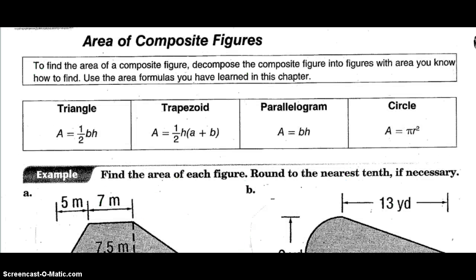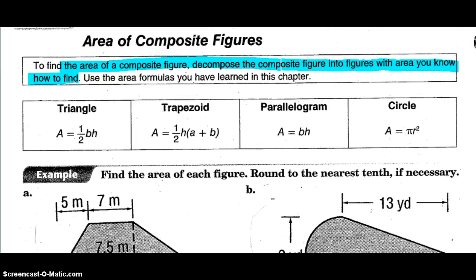And in our last few minutes together, I want to talk about composite figures. We've talked about triangles, trapezoids, parallelograms, and circles. So what happens when we compile the two together? To find the area of a composite figure, you have to decompose the composite figure into figures with areas that you know how to find. Then you'll use those formulas and put those back together.